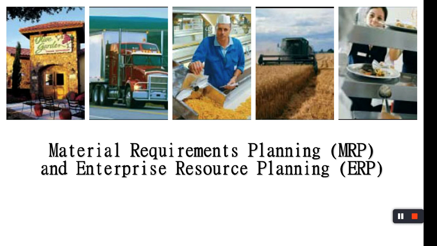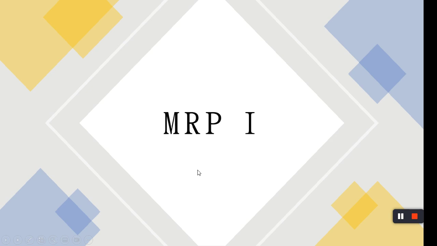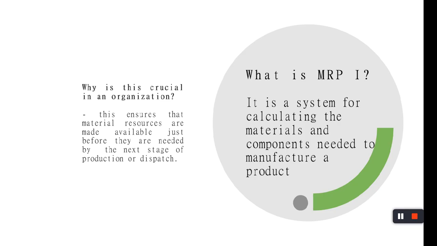With that being said, one of the distinctions between MRP and ERP is that MRP is limited in scope, while ERP is wider in scope in that ERP includes MRP. As you can see here, we have MRP 1 first, and then we will proceed with MRP 2. MRP 1 is the original version. Why is it called 1? Because this is the first or original version of MRP.